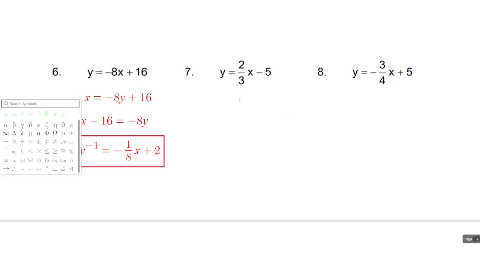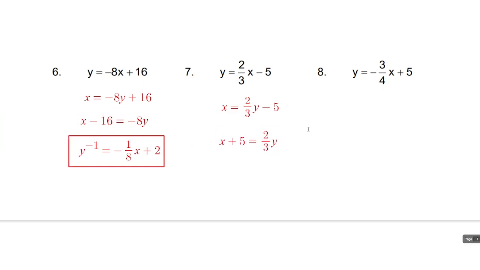Number 7, we'll swap x and y. X equals 2/3 y minus 5. Then we'll add 5 to both sides. So x plus 5 equals 2/3 y. Oh, I'm sorry, not 5x, x plus 5. I was looking at that thinking that doesn't look right.